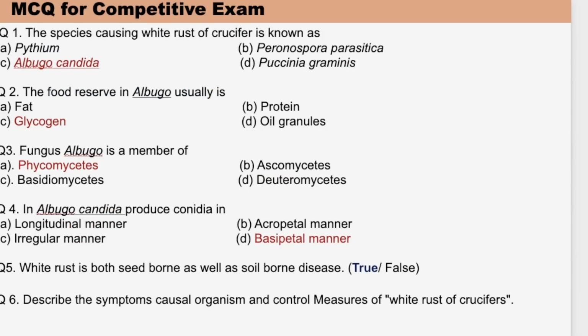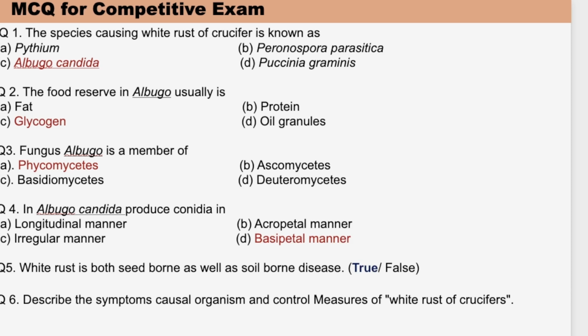What are the MCQs which can be asked for competitive exams? The main organism which is causing the white rust of crucifers is Albugo candida. You have to write the whole name, Albugo candida, which causes the white rust of crucifers. Then the food reserve in Albugo usually is glycogen. Then the fungus Albugo is a member of Phycomycetes. This aseptate and coenocytic mycelium is found in Phycomycetes members.